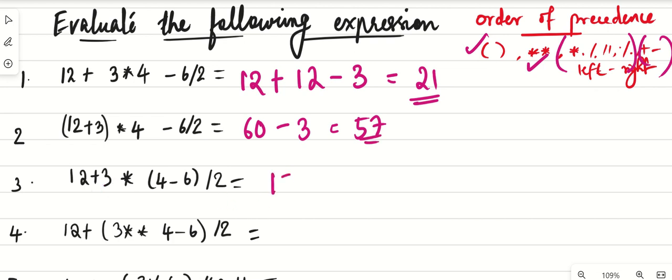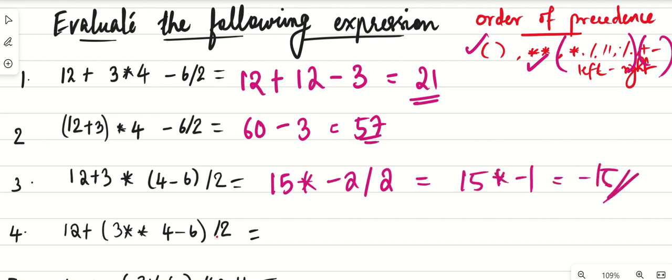Now here 12 plus 3 is 15. 15 star 4 minus 6 is minus 2. Minus 2 mod, minus 2 by 2 is how much? This is minus 1. So 15 into minus 1 is minus 15.